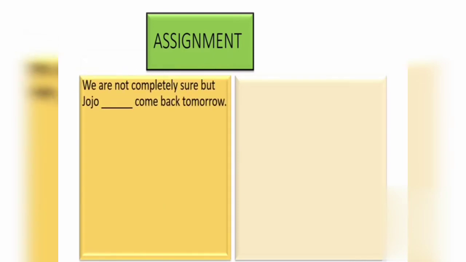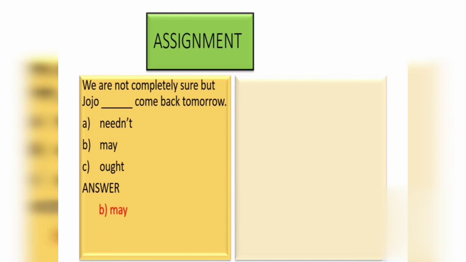So let's look at this assignment. We are not completely sure, but Jojo dash come back tomorrow. This is the sentence, and we are supposed to put in an auxiliary verb or a modal verb. And option A says needn't, B may, and C ought. So what do you think will be the correct answer? Let's check it. It is may.